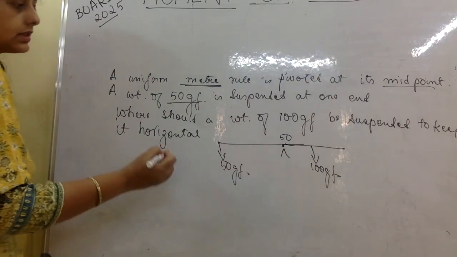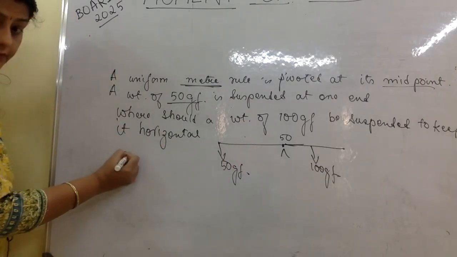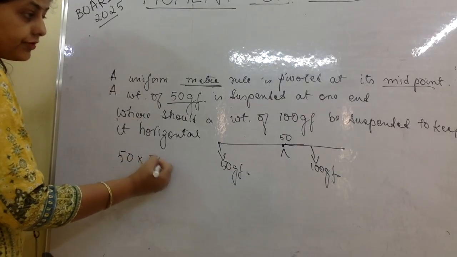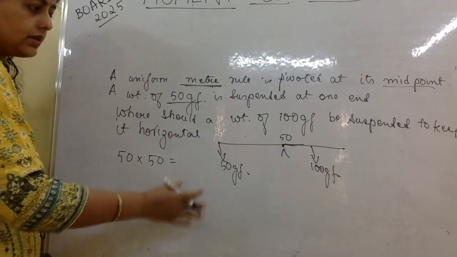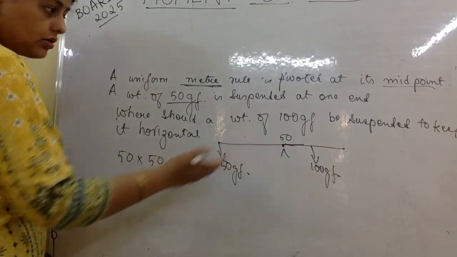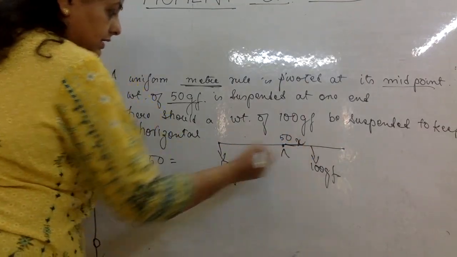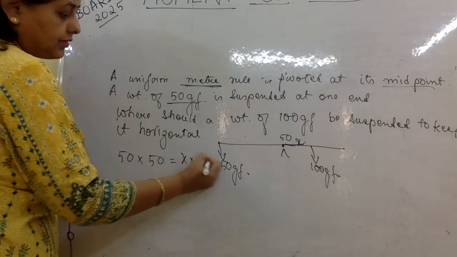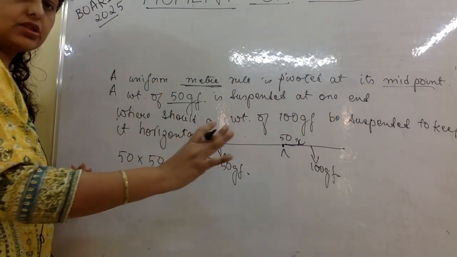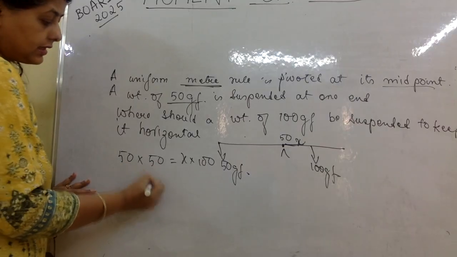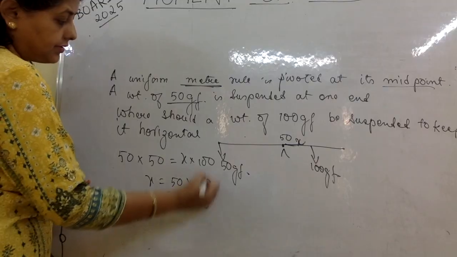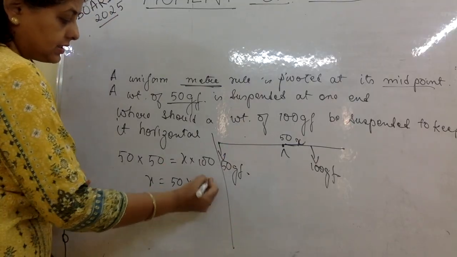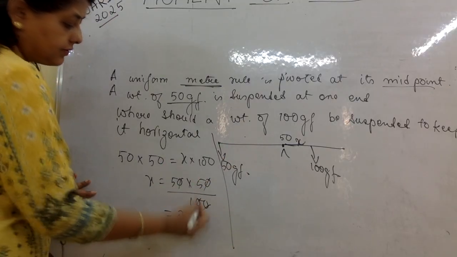Here this is 50 centimeter, so 50 into 50. Everything is in gf. The total clockwise moment is on this side, and the anti-clockwise moment is on this side. Taking this distance as x, the moment is x into 100. Here the CG plays no role. So I can write x is 50 into 50 divided by 100, so that makes it 25.